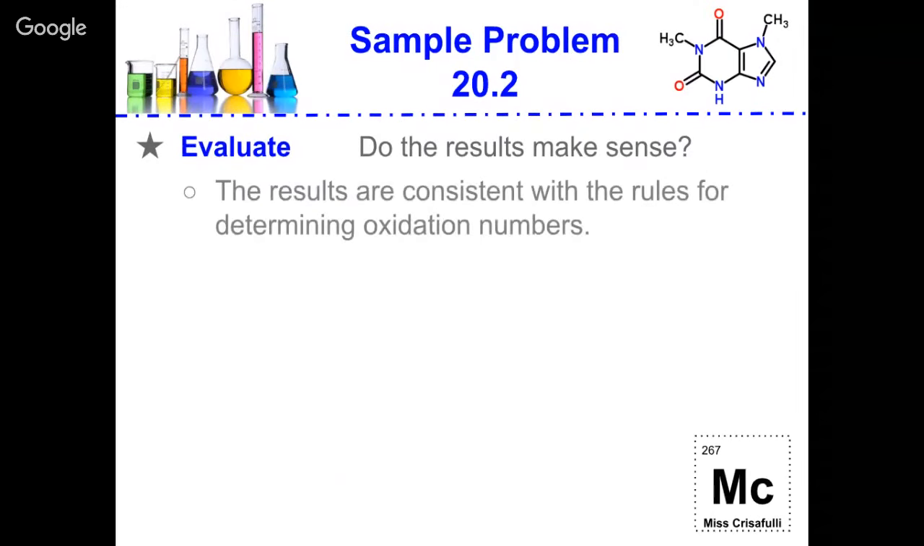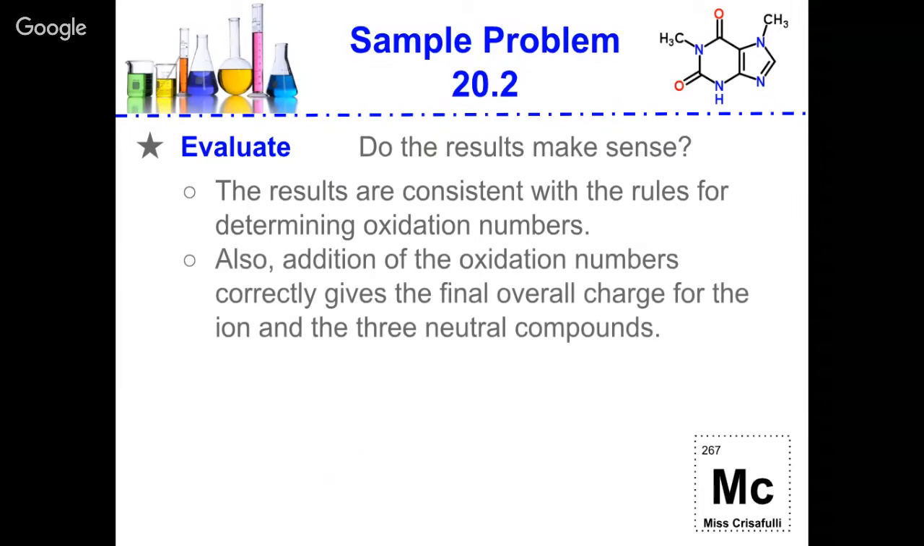All right, so the results are consistent with the rules for determining oxidation numbers, so that's how we know we did it correctly. And also, the addition of oxidation numbers correctly gives you the final overall charge for the ion and the 3 neutral compounds.